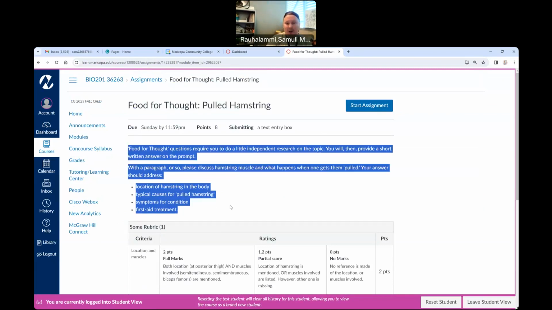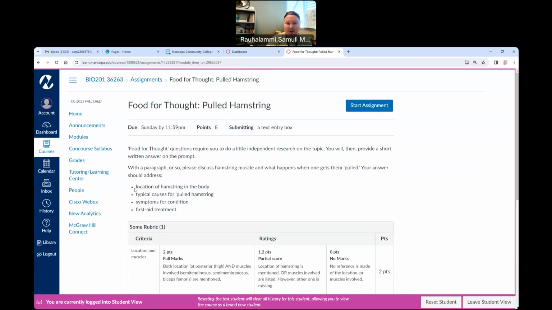I have expectations laid out clearly there that I'm looking for this week in terms of discussing hamstring muscles and what happens when one of them gets pulled. I've given you some pointers on what I would be looking for in full marks answers. I'm looking for the location of the hamstrings in the body, typical causes of a pulled hamstring, symptoms of the condition, and first aid treatment.